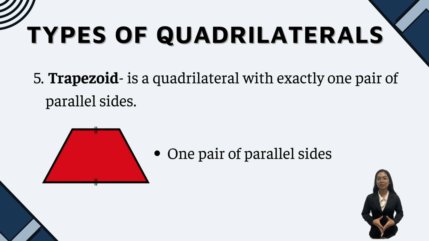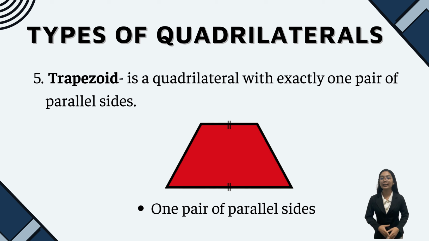Class, our last type of quadrilateral is trapezoid. Let's read the definition loud and clear. Trapezoid is a quadrilateral with exactly one pair of parallel sides. Class, look at the picture on the screen. The other two sides slant inwards so they don't meet the parallel rule. That's what makes trapezoid different from parallelograms. They only have one pair of parallel sides.